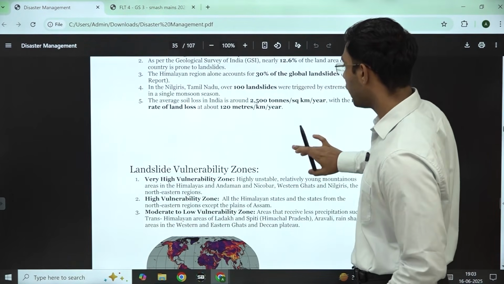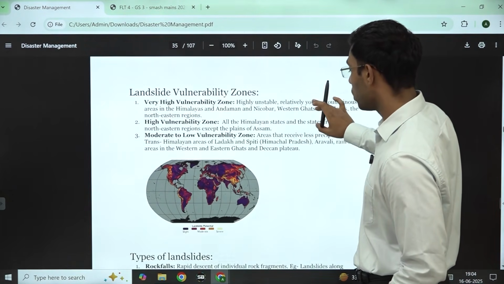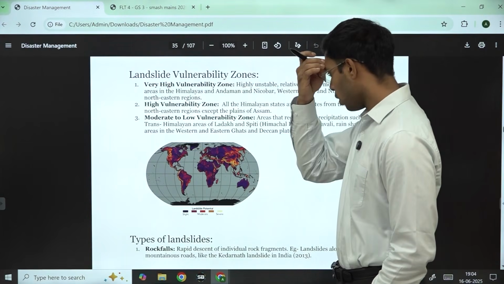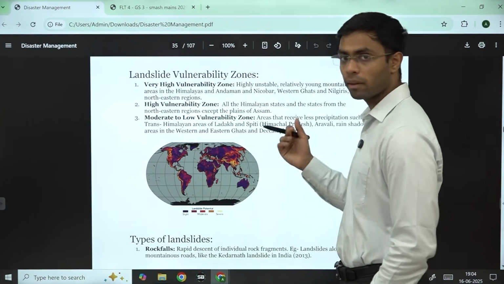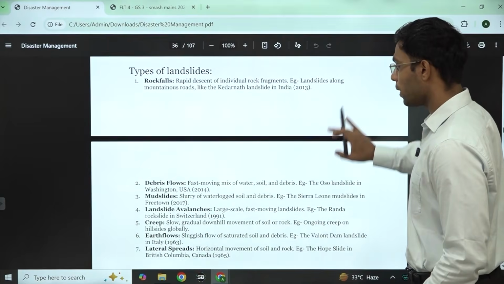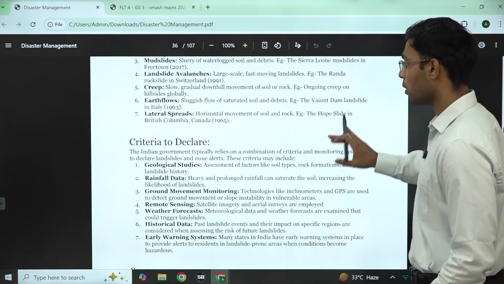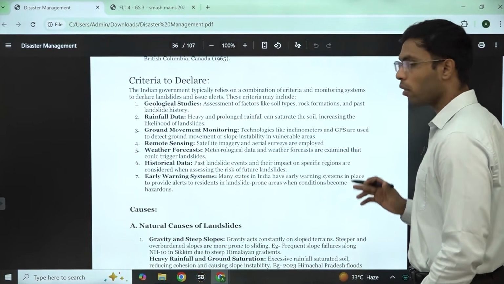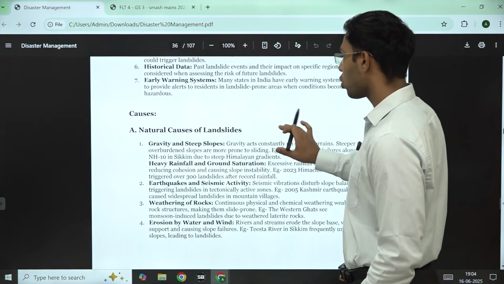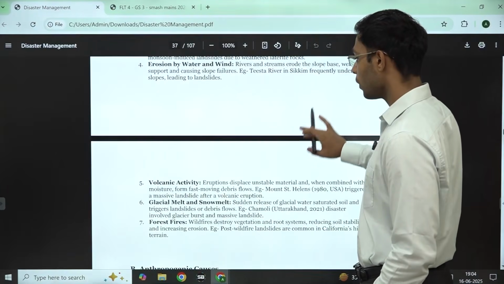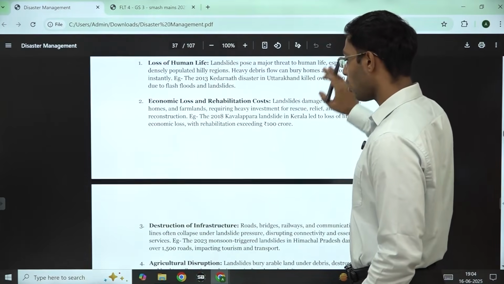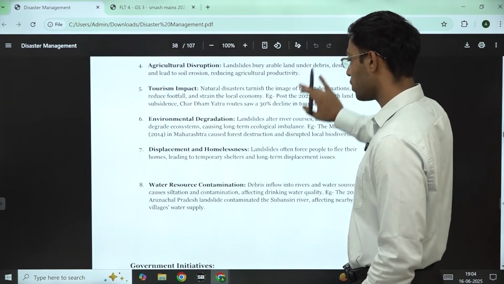Apart from that, you will write landslide vulnerability zones. They can ask you earthquake vulnerability zones, right? So zones 1 to 5, etc. You have to draw the map of India and sort of plot them on that map. It looks very good, visually appealing, right? Landslide vulnerability zones here, types of landslides, okay, another geographical dimension here, criteria to declare, why would government declare a landslide? So there's certain technical points, okay, causes of landslides, natural causes, there will be man-made causes, right, anthropogenic causes, impacts of that on human life or the environment, a few crisp points there.